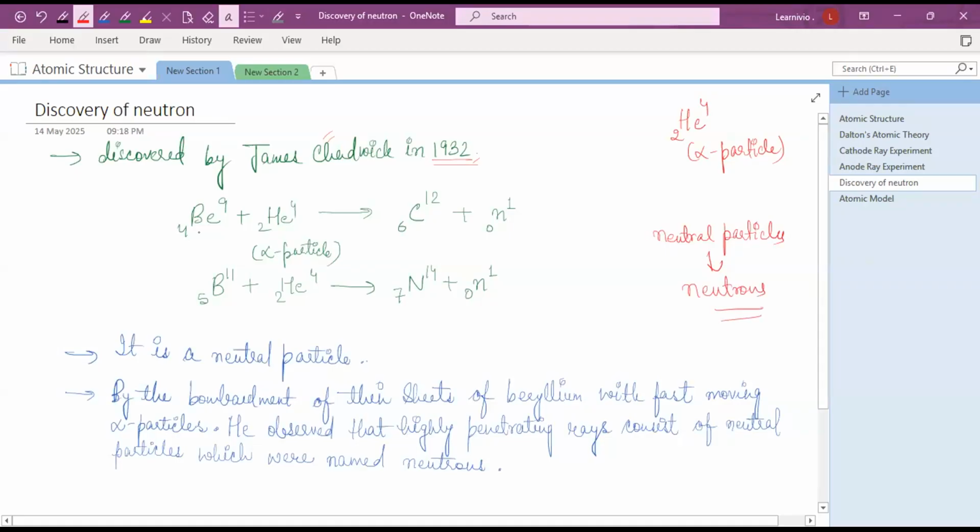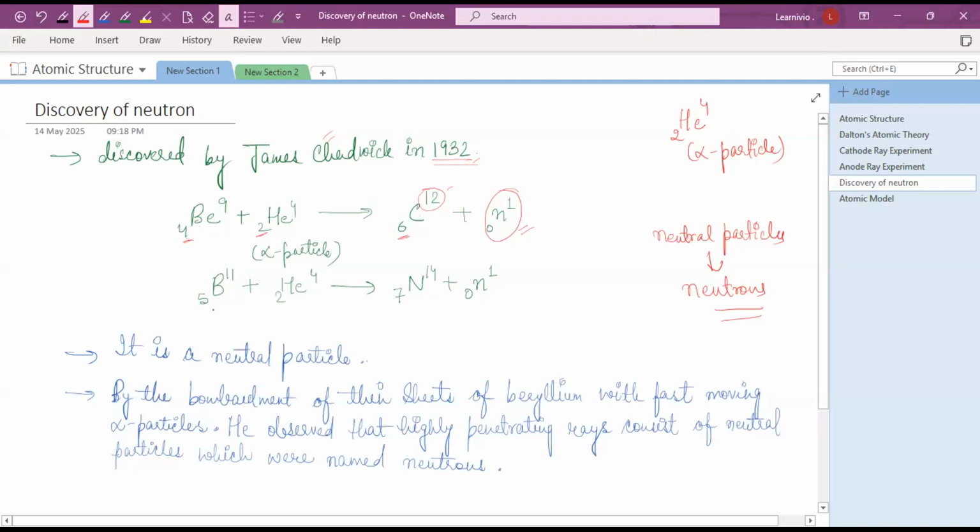So you can see over here, he bombarded beryllium with alpha particles, right? So what happened? Carbon was formed. Atomic number 2 plus 4 gives 6. The mass number should be 9 plus 4, that is 13, but here in carbon we got mass number 12. So he saw that one mass was lost, so where is it going? It is in the form of a neutron, and 0. That's how we denote the neutron.